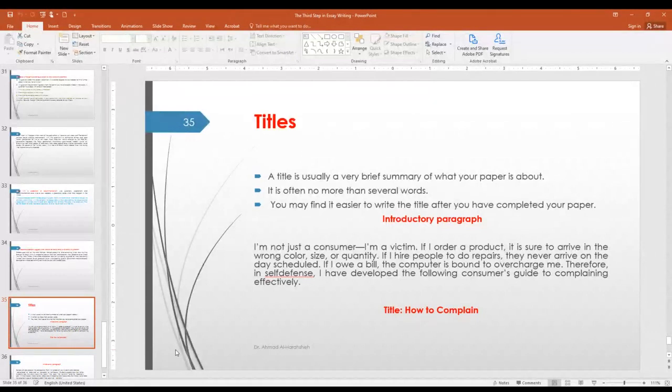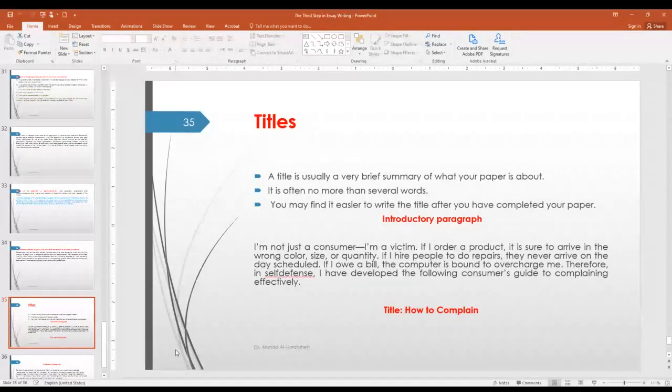If you are talking about online shopping, your title can be, what is online shopping, if you'd like to define online shopping, or if you'd like to talk about advantages of online shopping, disadvantages of online shopping, and so on. It is often no more than several words. That means it must be short. Your title must be short.